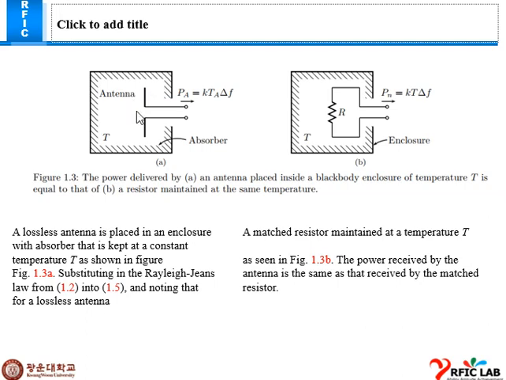with an observer that is kept at a constant temperature T as shown in the figure, and substituting the Rayleigh-Jeans law from 1.2 into 1.5, noting that the antenna is lossless. In the second figure, a matched resistor is maintained at temperature T. As seen in the figure, the power received by the antenna is the same as that received by the matched resistor.